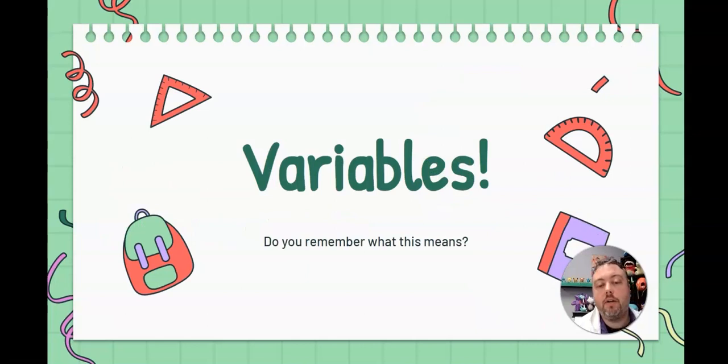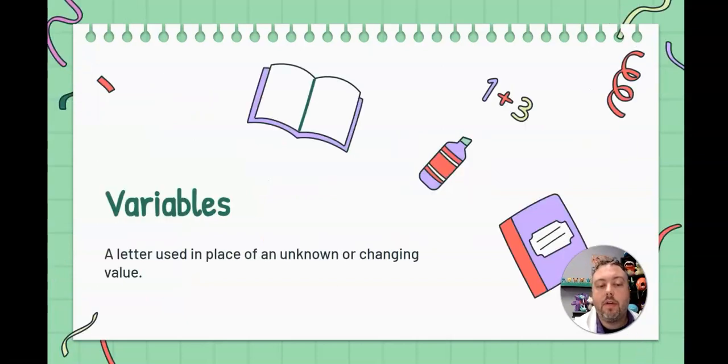So let's do a quick reminder. What in fact are variables? These are any letter used in the place of an unknown or changing value. Much of algebra is spent looking at variables and solving for variables. Sometimes we're solving for a number, but sometimes we're doing what we're doing today, which is to solve an equation so that one side is one variable and everything else is on the other side.